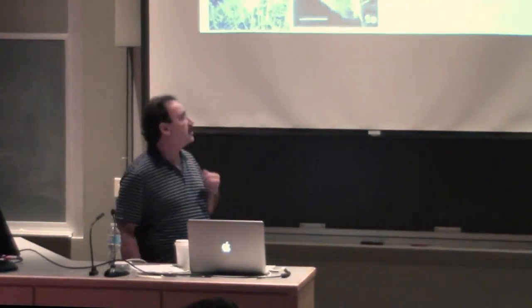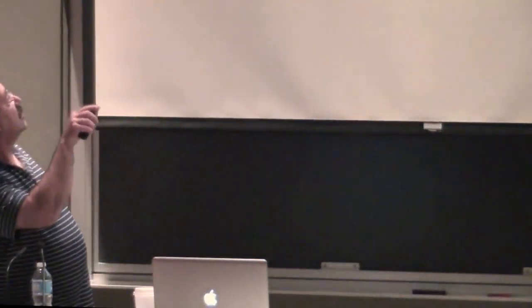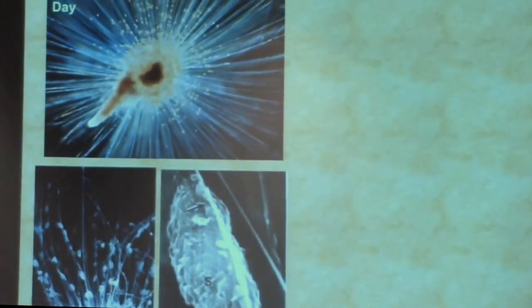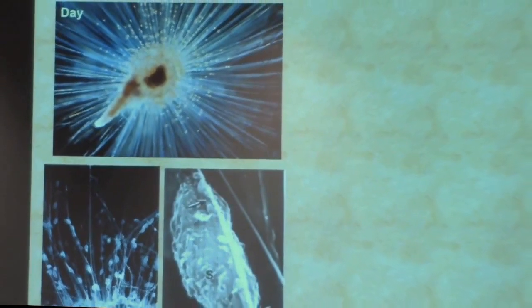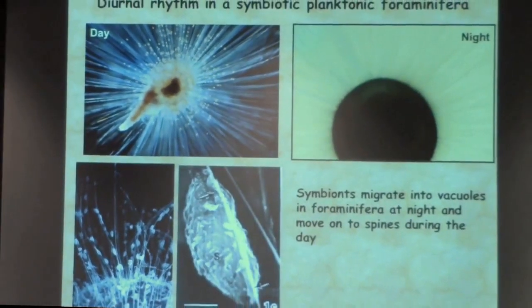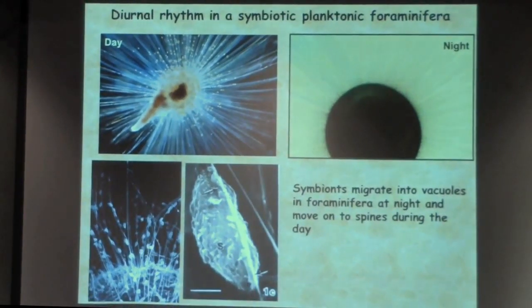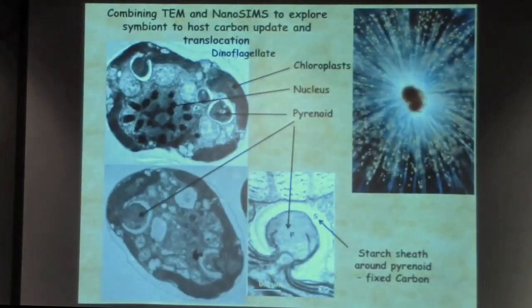And the idea is that during the day, the symbiotic dinoflagellates are sitting on the spines. Okay, so you see these individual dinoflagellates. And then at night, they migrate down and are vacuolarized inside the foraminifera cytoplasm, which is inside the shell. This is a diurnal migration. Every morning, the symbiotes come out. Every night, they go in. And of course, during the day, when they're out on the spines, they're photosynthesizing. We know this from a lot of evidence from experiments that have been conducted in the past.